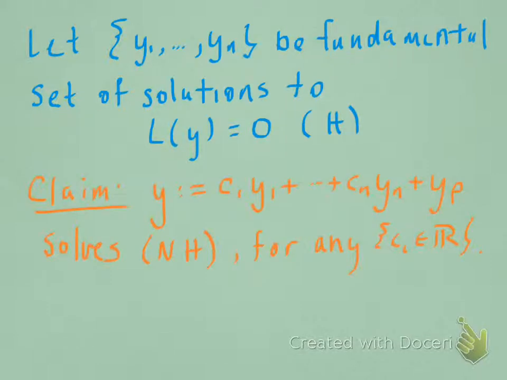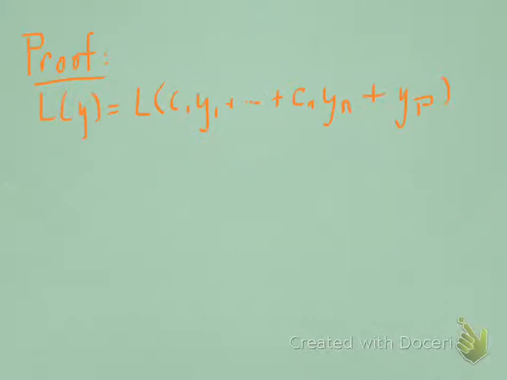So my claim is that the function given by c1y1 plus ... cnyn plus my particular solution y sub p also solves my non-homogeneous equation for any choices of the ci in the reals. So I claim that if I have a fundamental set of solutions to the homogeneous differential equation and one particular solution to the non-homogeneous equation, a function of the form written here is also a solution to the non-homogeneous differential equation. So let's see how that proof goes.